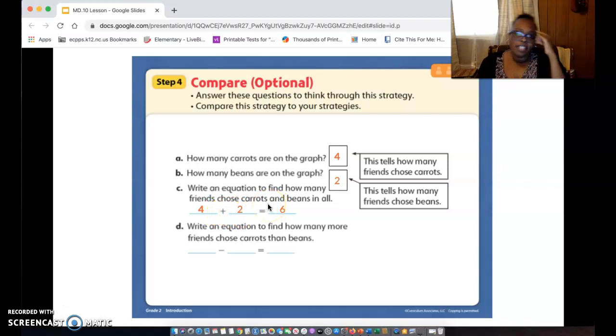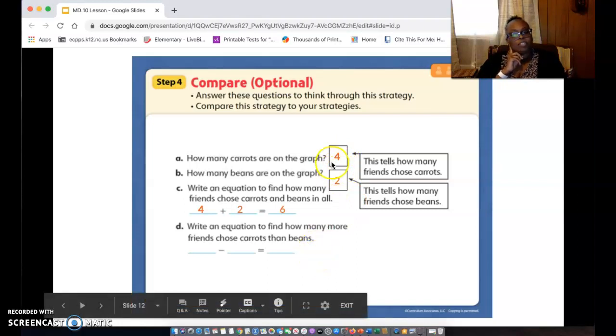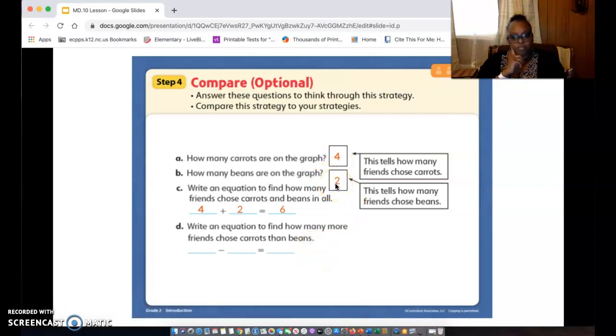Now, let's think about an equation if we had a chance to figure out part D. We want to write an equation to find how many more friends choose carrots than beans. Okay, so we need to go back to this question here. How many people chose carrots? Well, that's 4. How many people chose beans? That's 2. And we want to find out how many more. So that means we're going to subtract. So we're going to subtract 4 minus 2. 4 minus 2, we know, is 2.